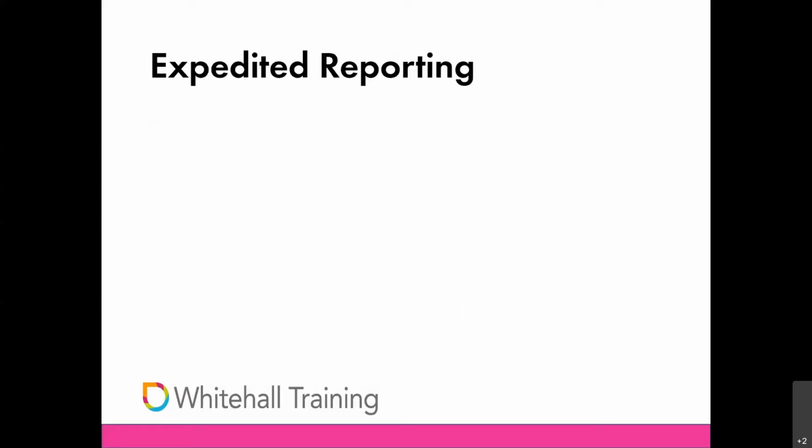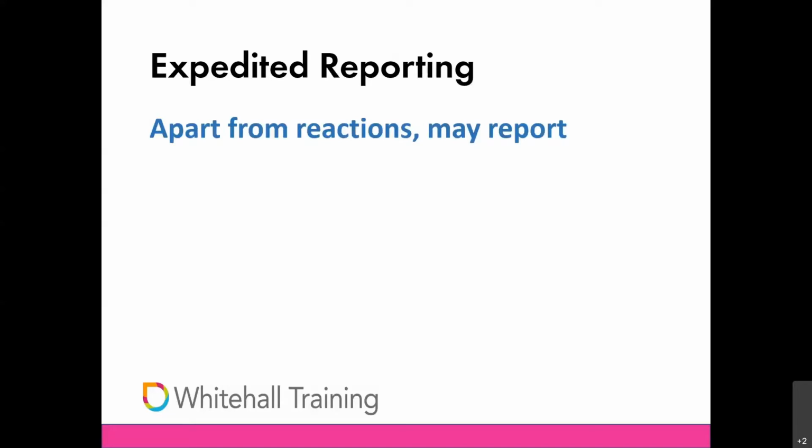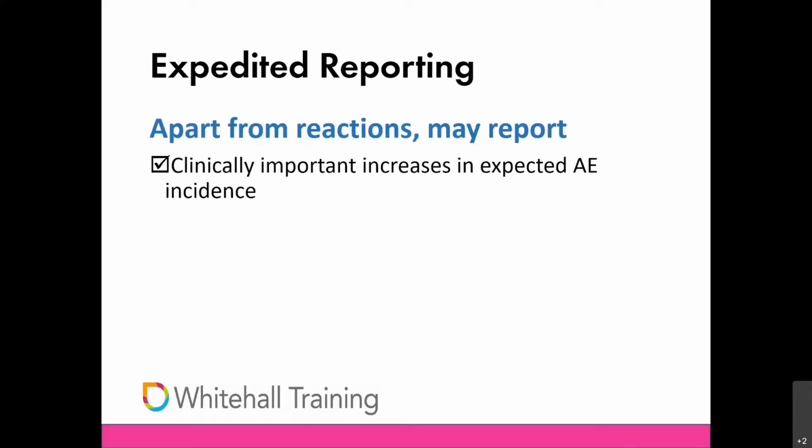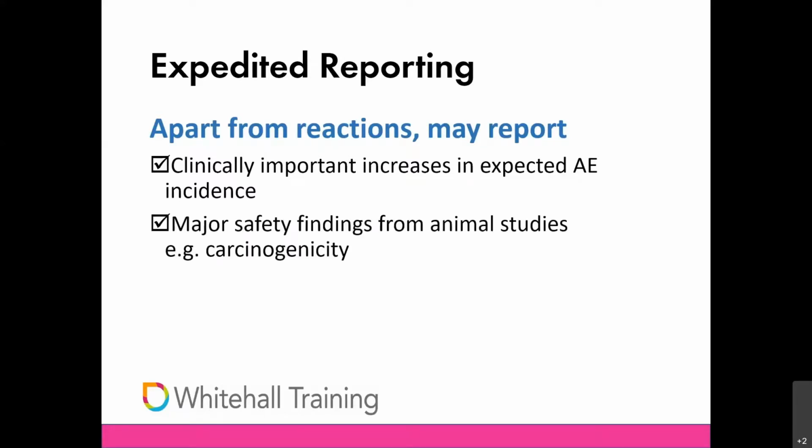So, apart from adverse drug reactions, there are other things that are important to include in expedited reporting. I already said about the example of Canada, where lack of efficacy is something that should be reported. But if there's a clinically important increase in an expected adverse event incident, that should be reported. If some new findings, new safety findings from things like animal studies come to light, that should be reported. And if there's any change into significant hazards to the patient population, that should be reported.